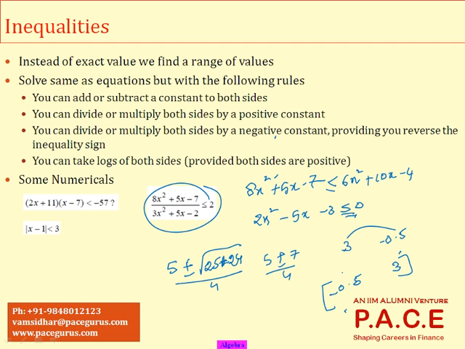But if I am talking about only less than, I'll say that these points are not included, which means I'll put a simple normal bracket. So this is the way we solve any kind of inequality related questions, right?